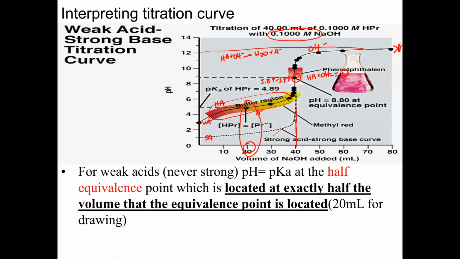So for a weak acid, pH equals pKa at the half equivalence point, which is located exactly half the volume of the equivalence point. Very important to remember that.